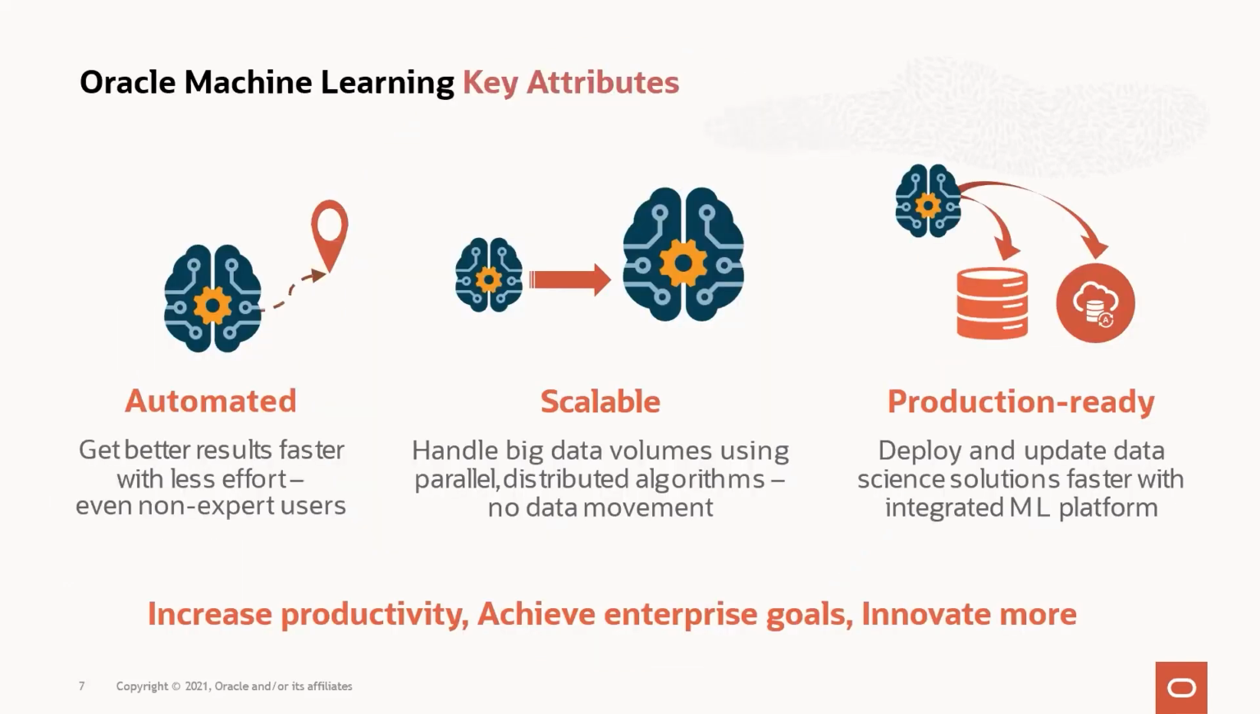OML Services extends some of the key attributes we have for machine learning. The main feature is deploying models very quickly in production. It helps with model deployment and model lifecycle management, and we do that for in-database models and for ONNX models, which is what we'll show today.